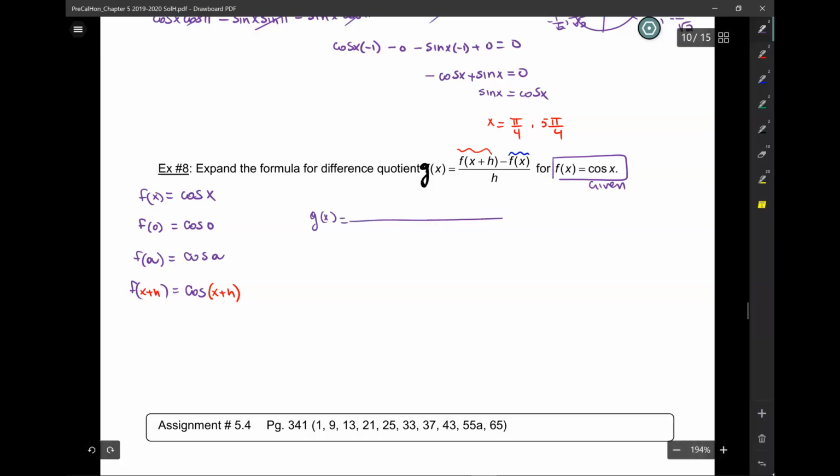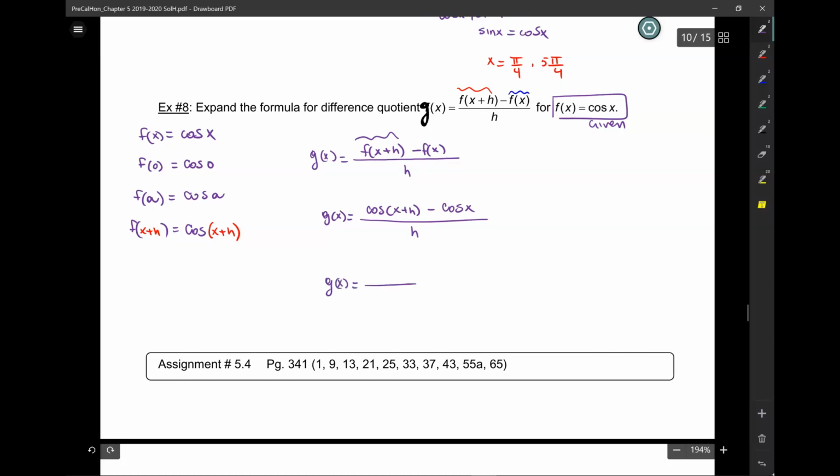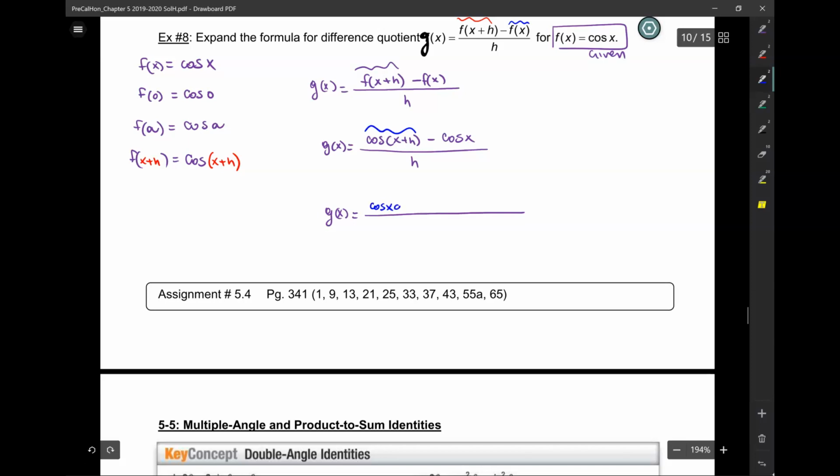Right? So let's write our g of x for a minute. G of x is f of x plus h minus f of x all over h. So g of x is f of x plus h, which I just said is cosine of x plus h, minus what's f of x? That's just cosine x, all over h. But we can expand cosine of x plus h. It's cosine of a plus b. So that is cosine, cosine, sine, sine. Are you guys seeing a theme here? Cosine, cosine, sine, sine. So it's cosine x cosine h, minus sine x sine h, minus cosine x, all over h.